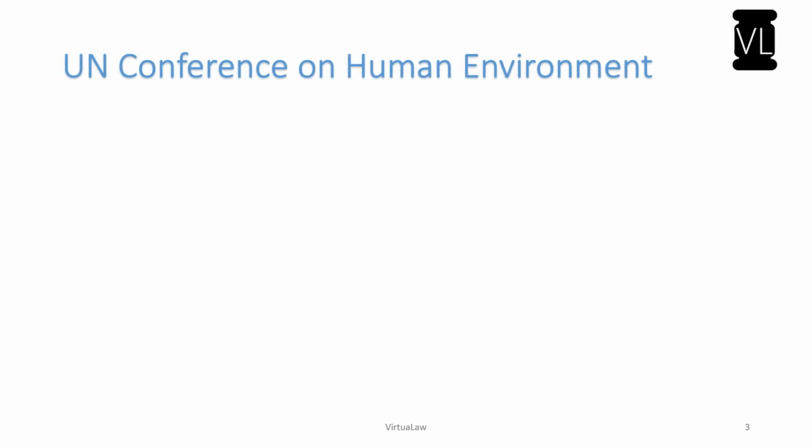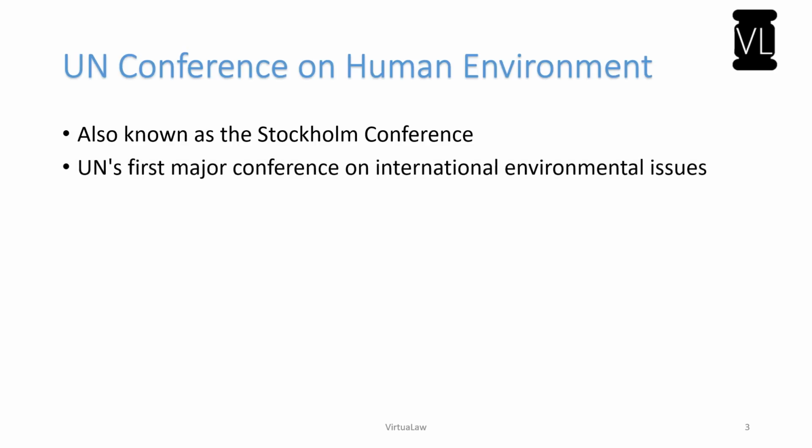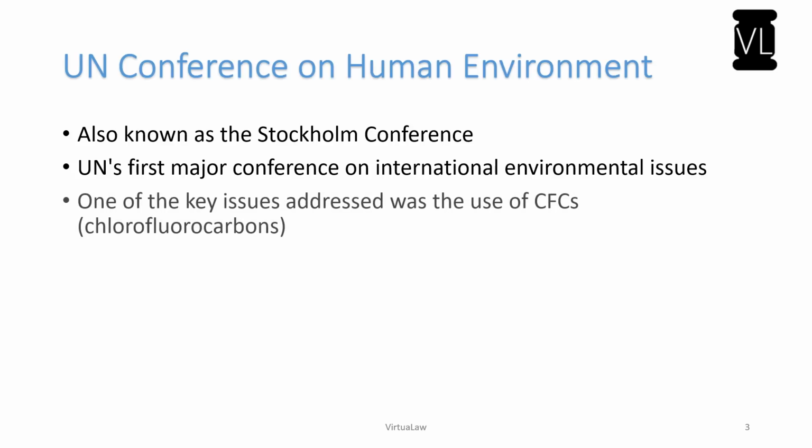So United Nations Conference on Human Environment. This is also known as Stockholm Conference, and this is the primary, the first environmental conference which has been conducted by the United Nations. It's a major conference on international environmental issues, and one of the key issues addressed was the use of CFCs, that is chlorofluorocarbons. Throughout all these topics, the major thing is climate change and the greenhouse effect. These are the major aspects which have been concentrated on by these organizations and conferences, right?